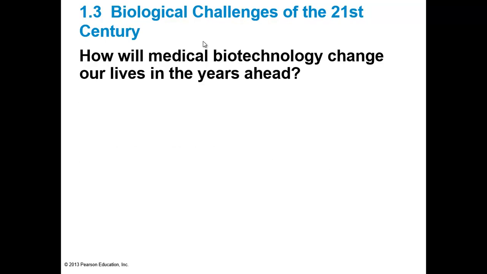An adult stem cell, I don't have a slide for this, but an adult stem cell, usually if you extract an adult stem cell from like nasal tissue, it's going to make a nose, or if you get it from liver tissue, it's going to make liver. So it's not completely totipotent, but it's pluripotent. It can make the tissue or organ from where it was extracted. Okay, and then how will medical technology change our lives in the year ahead? Regenerative medicine, where you can regenerate organs and tissue.